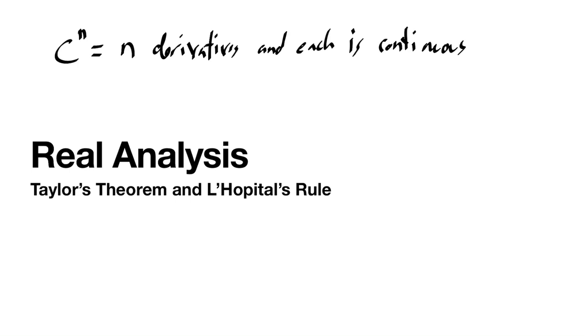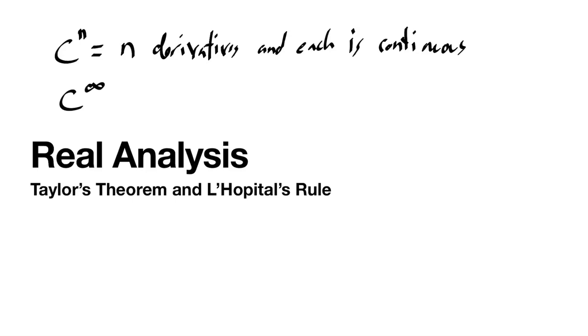And it's really nice when you can know how many derivatives a function has and whether or not those functions are continuous. So this is a pretty common notation. And the other common notation that you'll see is C infinity, and you can probably already guess what that means. That just means that the function can be differentiated infinitely. So you can take as many derivatives as you want, and each of those is continuous.